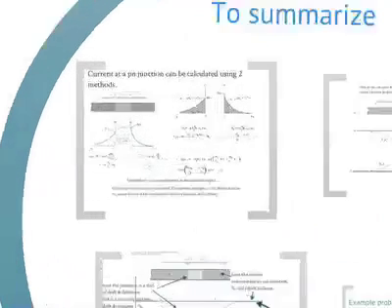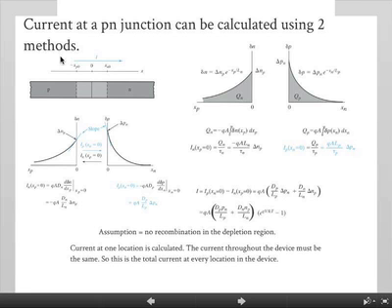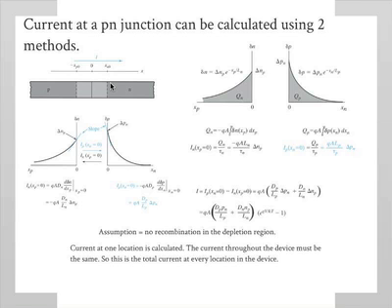So let's look at this. To summarize again, the current at the PN junction can be calculated using two methods. One is the charge, and one is carrier injection. The carrier injection is pretty straightforward. Majority carriers get injected, they become minority carriers, they diffuse and recombine. You solve a diffusion equation, you get an exponential decay. Okay, that's the picture I want you to keep in mind.